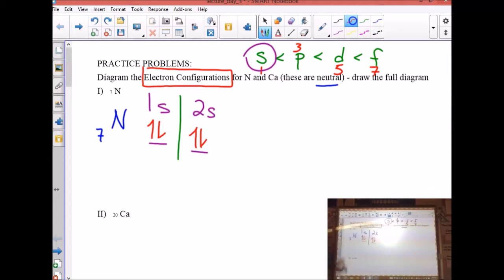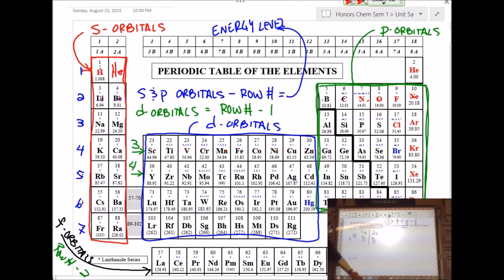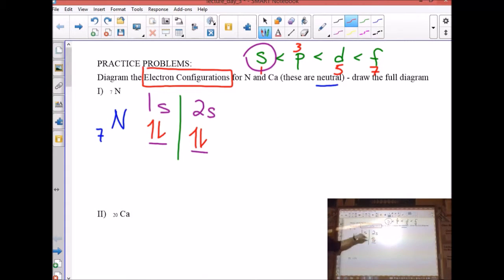If I were to stop right there, I'm not looking at nitrogen. How many electrons do I have represented? 4. So if I were to ask you, I have this configuration, what neutral element does this configuration currently represent? Beryllium. Very good. That has 4 protons and 4 electrons, so that configuration right now represents beryllium. But that's not where we're going.